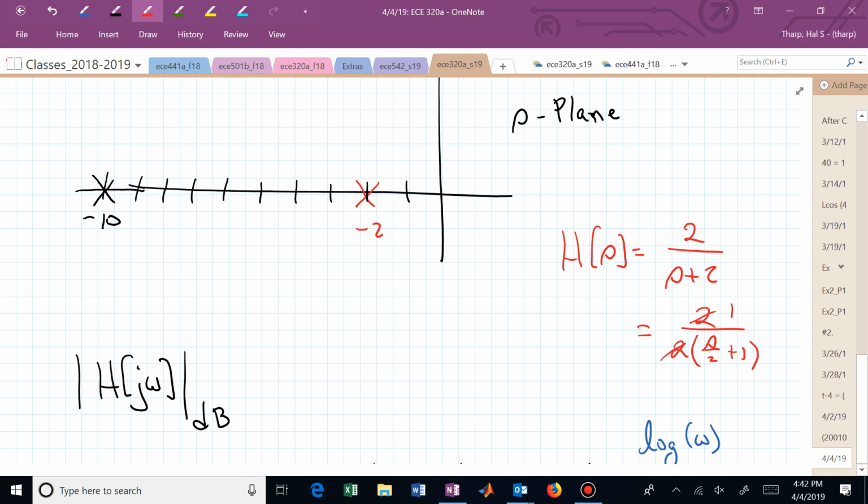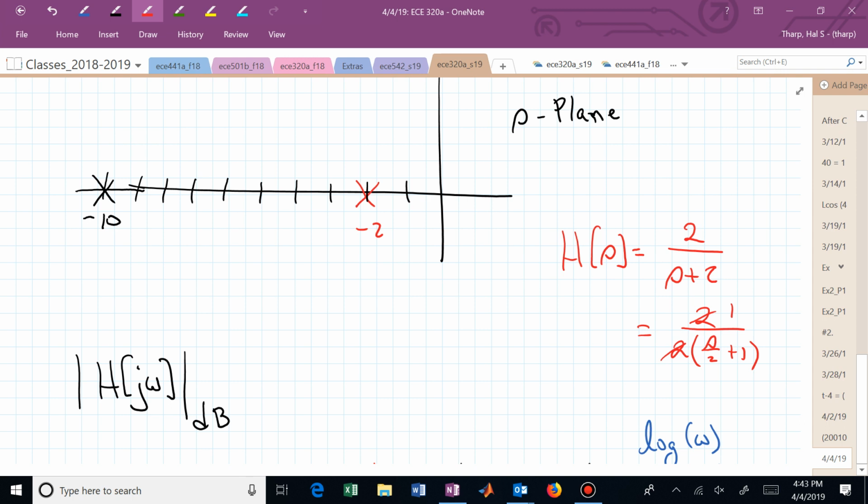And what's this guy at s equal to 0? What's the value of h? At dc, that's when s is equal to 0. When s is not moving, s is dc, s is equal to 0. That's the dc frequency. We're right at the origin if we're standing underneath the circus tent. That's dc. Constant. Nothing. Right? That's dc.